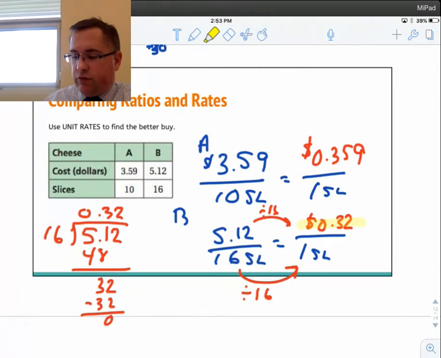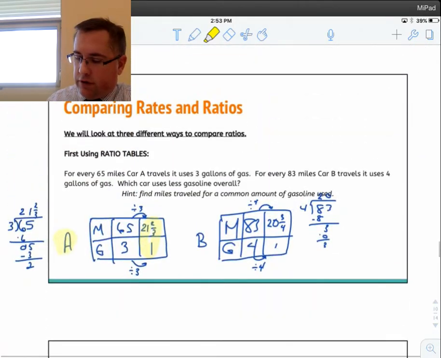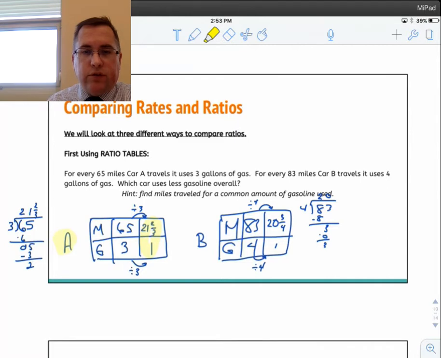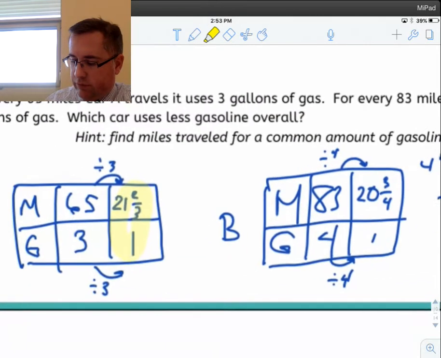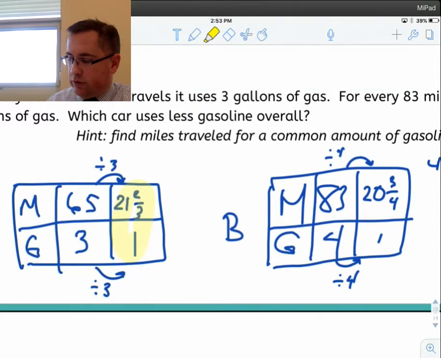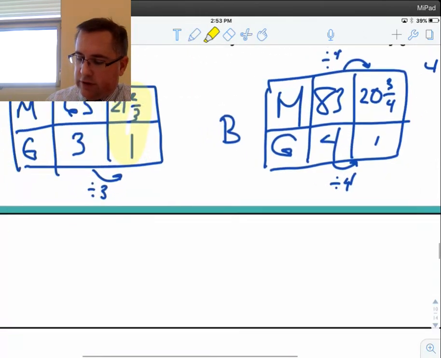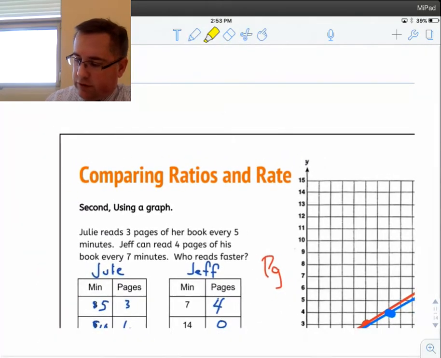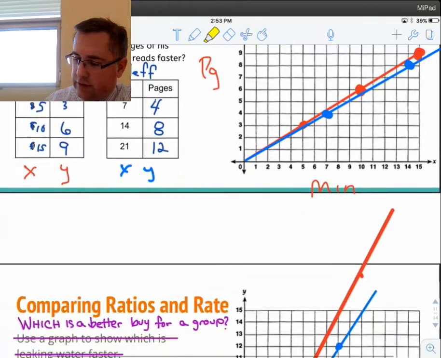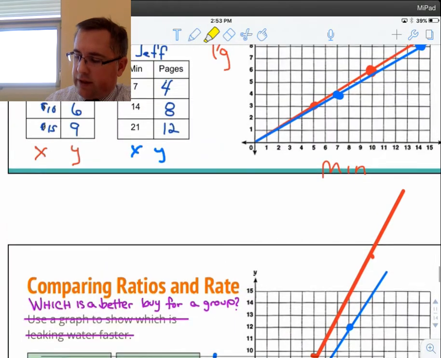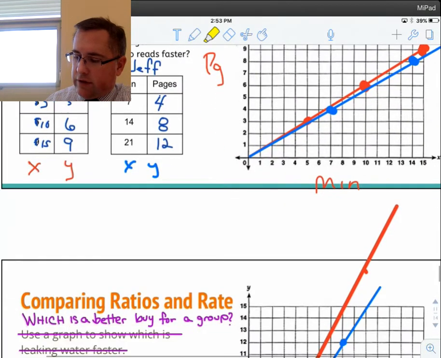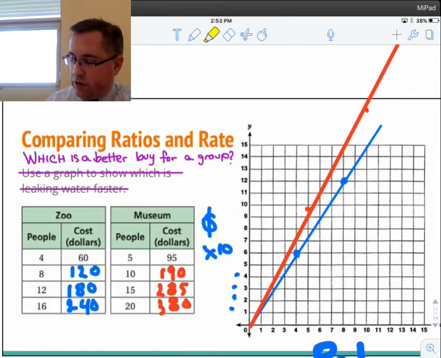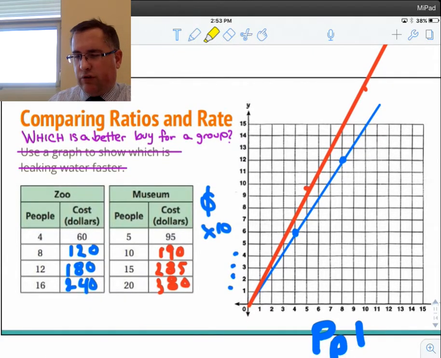So real quick, the review. We can compare rates and ratios using ratio tables, which is really good for finding equivalent ratios. Again, I like to go down to the unit rate. That's the easy comparison. And then the other way to compare ratios is using graphs. Sometimes less noticeable or more difficult to interpret would be the graphs, especially if they're very close to each other.